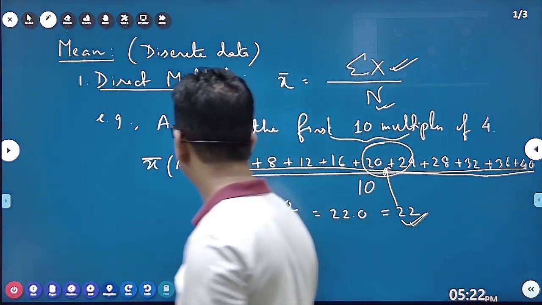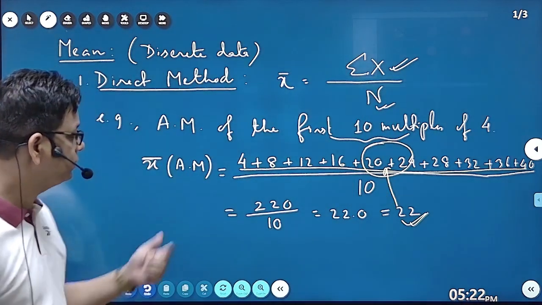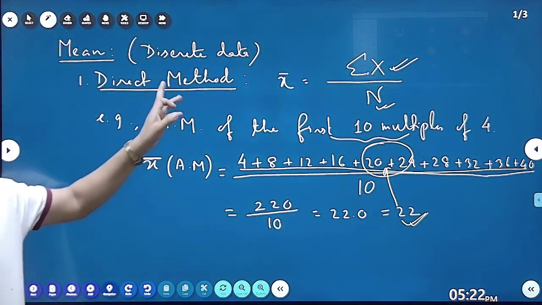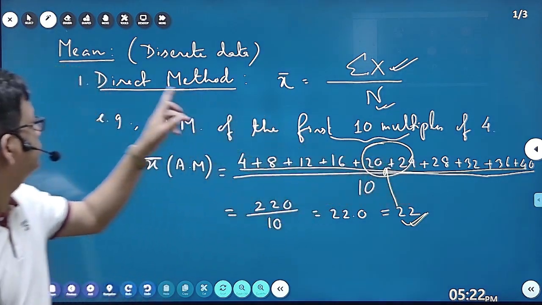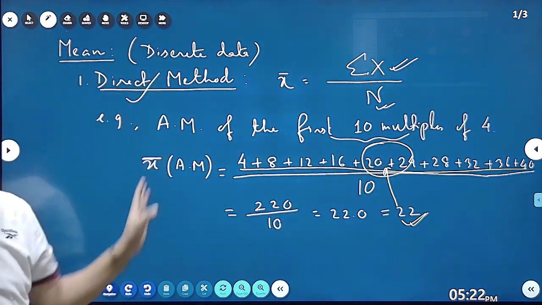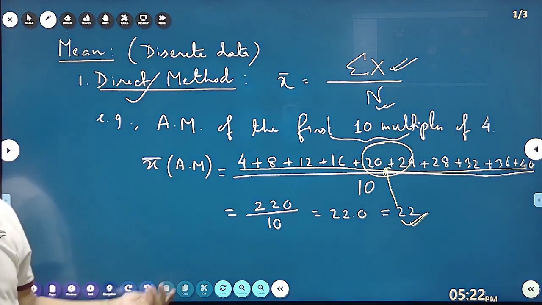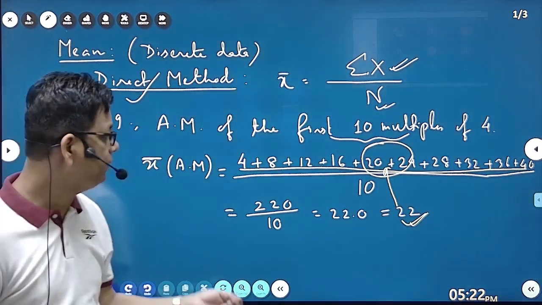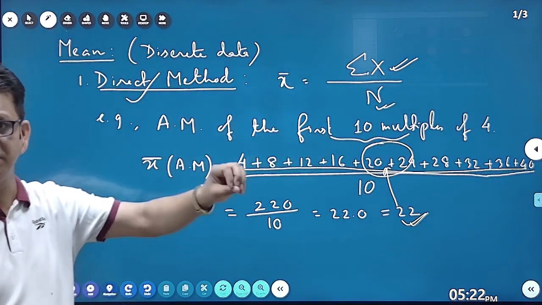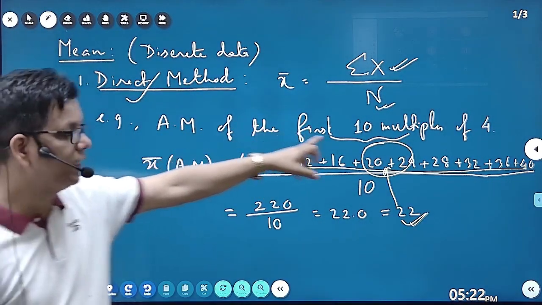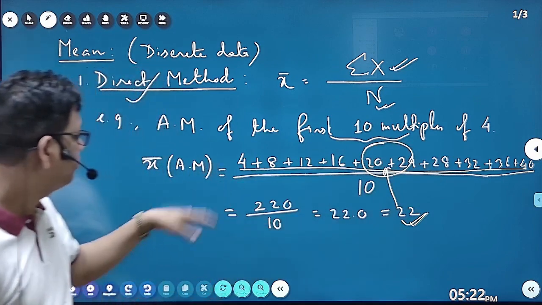Okay. So what I want to let you know before I conclude this topic, when you get discrete data like this, individual data, you always go by the direct method. That's why I prefer this method. This is the easiest one, the shortest one. It doesn't take time. So when the question comes like this, individual data, no frequency, you see, directly frequencies are not there, you go by this method, direct.